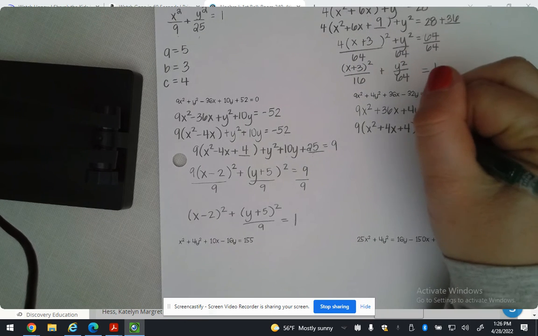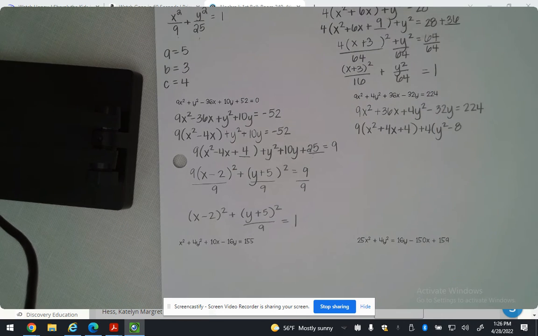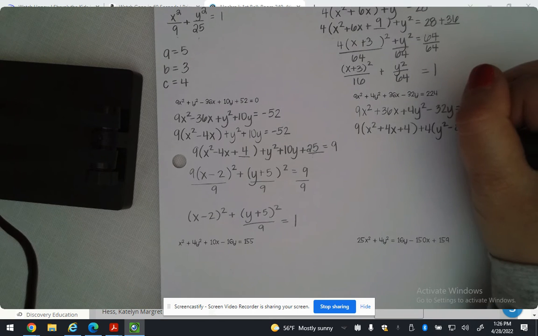I have a question. Would B be 36? No. You got to factor out the 9. Oh, so it would be 4. Uh-huh. You got to factor out the 9 before you do anything.